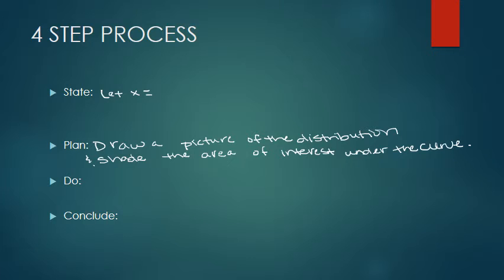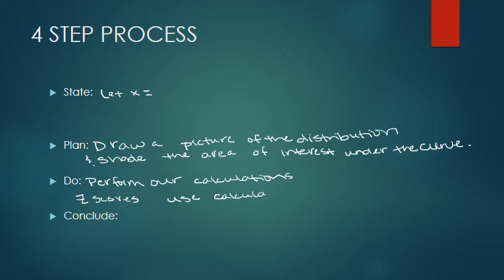All right, so now let's look at the do part. This is where we usually perform our calculations. We might run tests depending upon what section we're in. This is also where we would standardize x, so this is where we would do our z-scores. And this is also where we would put the information from our calculator, or we might use table A. The conclusion is where we're going to write our conclusion in the context of the problem.